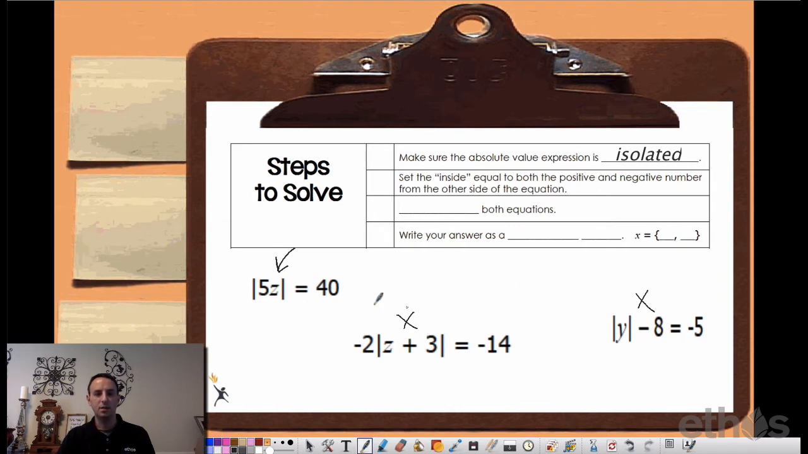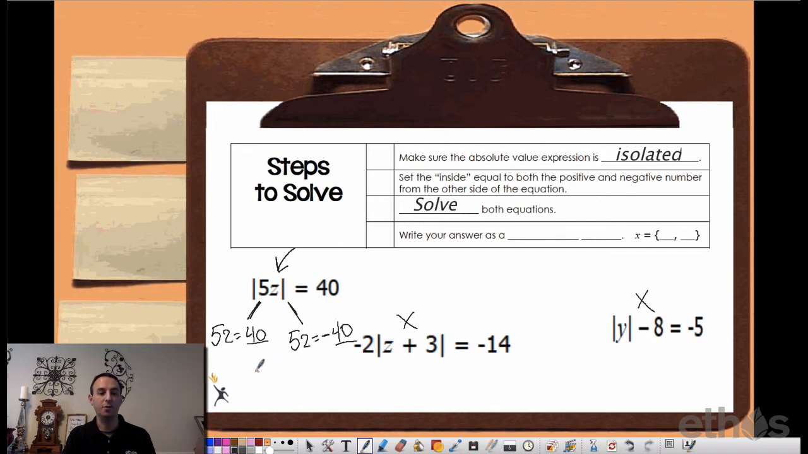Okay, so now that this one is isolated, we're going to set the inside equal to both the positive and negative numbers from the other side. So you're going to split out the concept. You're going to keep the 5z equal to 40, but you're also going to say 5z is equal to -40. That's what it means by setting it equal to both the positive and the negative version of the number.